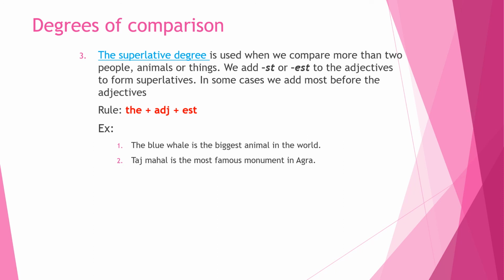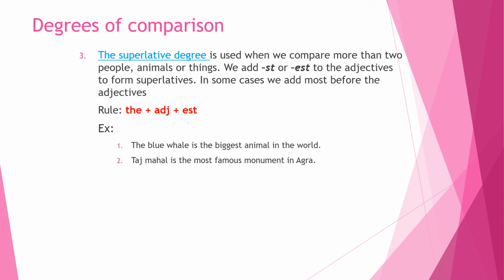So, we add the plus adjective plus est. The rule is the plus adjective plus est. So, what is the adjective in this sentence? Big. The sentence is, the blue whale is the biggest animal in the world.